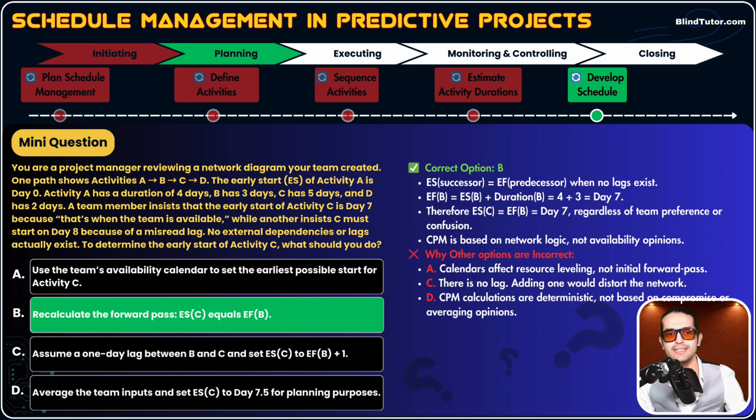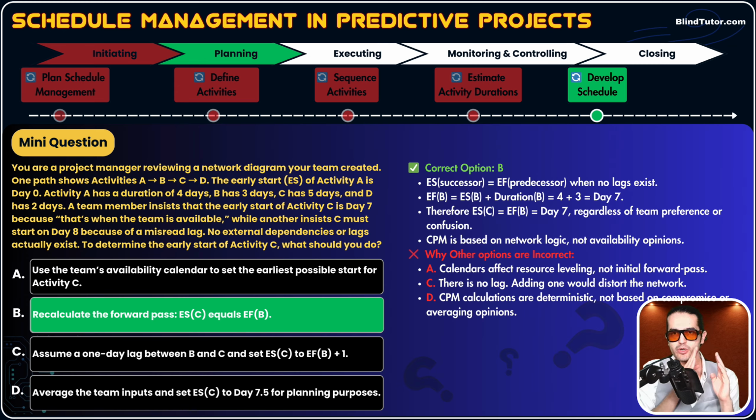Option B says recalculate the forward pass. So bring everyone together and calculate ES and EF of all of the activities. Move from left to right with the whole team. Do not just average the inputs from different teams. So CPM calculations are deterministic, not based on compromise or averaging opinions. Awesome. Now it is time for the backward pass.